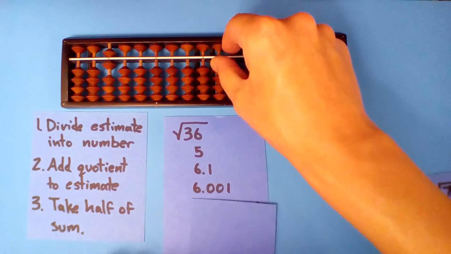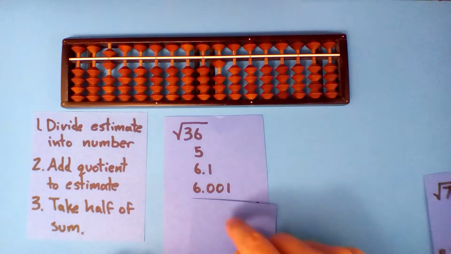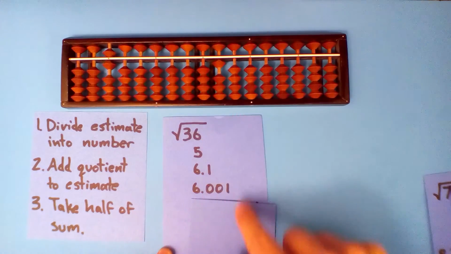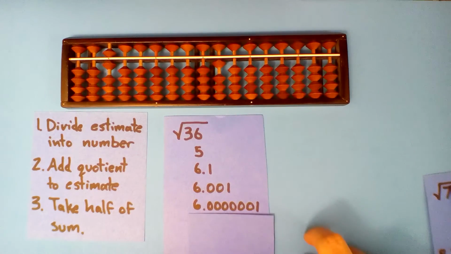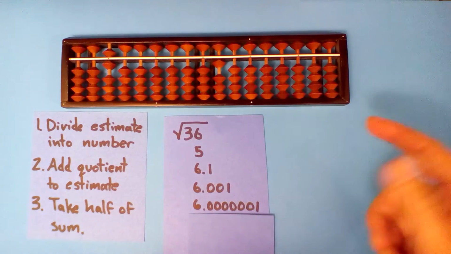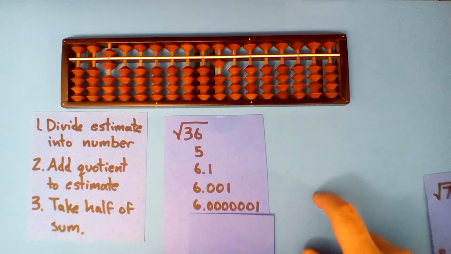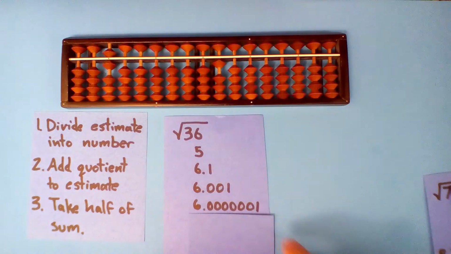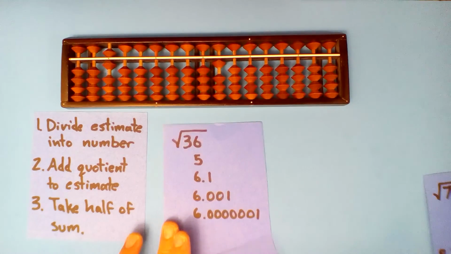And I'm going to round this up. So now we have a very good estimate, 6, 7 zeros, and then a 1. We could do this again if my Soroban was longer, but I hope you get the idea. This is a very good estimate, even though it's not quite perfect. Let's do another example.